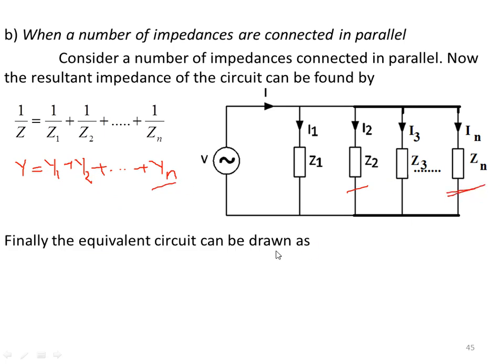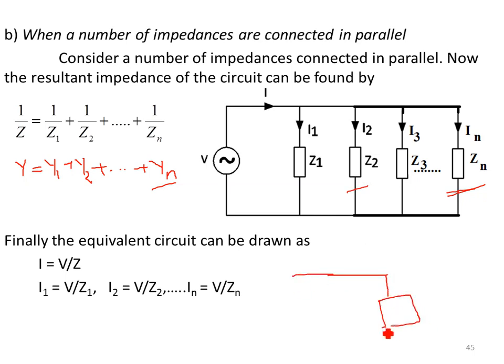Now, finally, if you are drawing the equivalent circuit, it will be I is equal to V by Z. That means it will be a single impedance. It will be like this: you have a value of Z and supply voltage V. The current is I, where 1 by Z is equal to 1 by Z1 plus 1 by Z2 plus etc. plus 1 by Zn, where I1 is equal to V by Z1, I2 is equal to V by Z2, etc., In is equal to V by Zn.